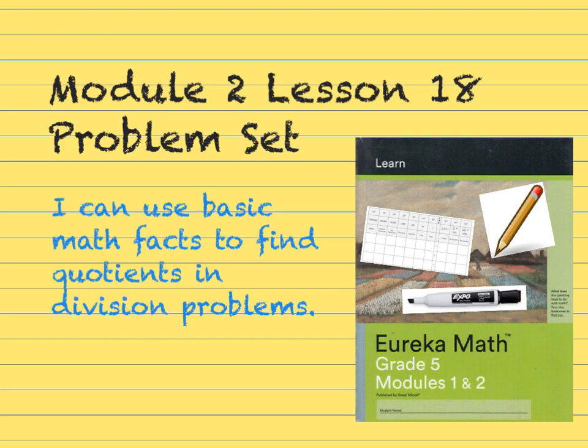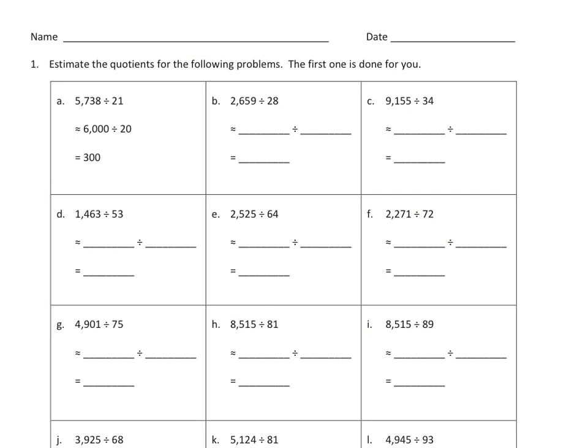So let's go ahead and get started with Lesson 18 in your problem set book. Turn to the page and get ready. And here we go. So the directions say we're going to estimate the quotients for the following problems. The first one's done for us. And so what we're going to do here is we're going to be rounding our numbers to some easy numbers and find some basic math facts.